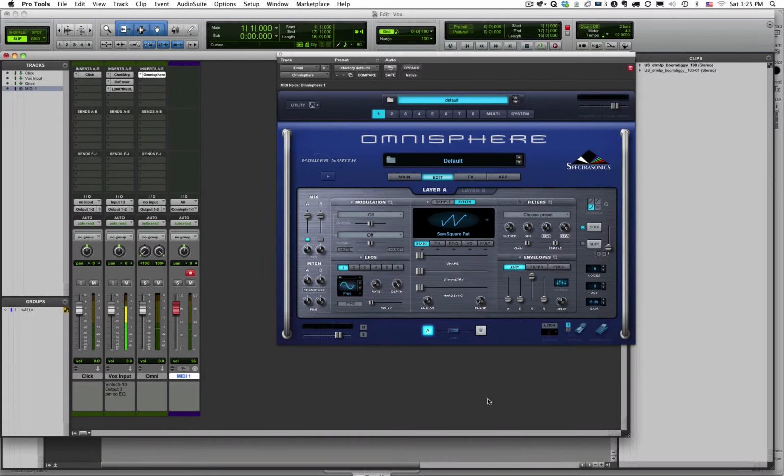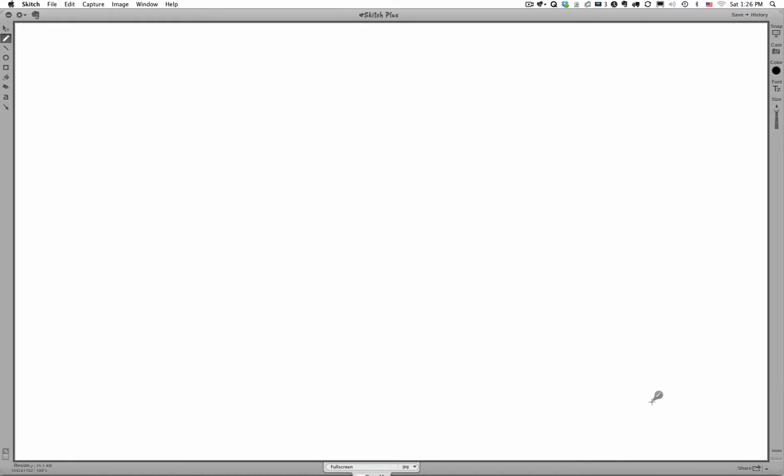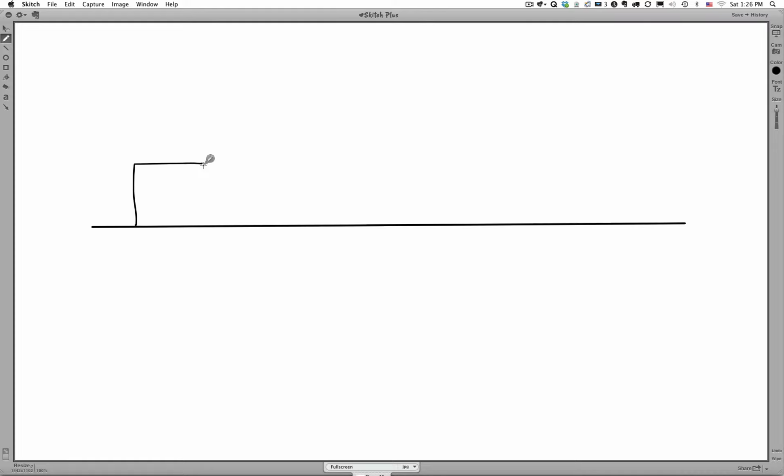So if we were going to diagram this ADSR envelope right now, it would look something like this. An immediate attack, so it'd be straight up. It has no decay, and then it immediately goes to the sustain level, and then it has an immediate release. And that's kind of what it sounds like. It immediately goes on, holds a level, and then immediately goes off.